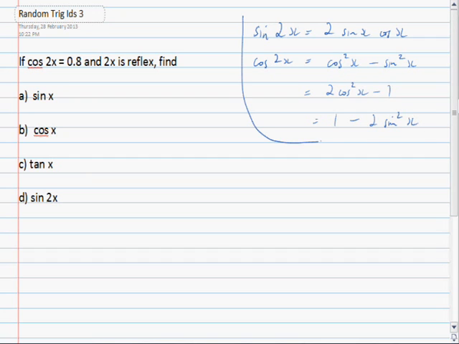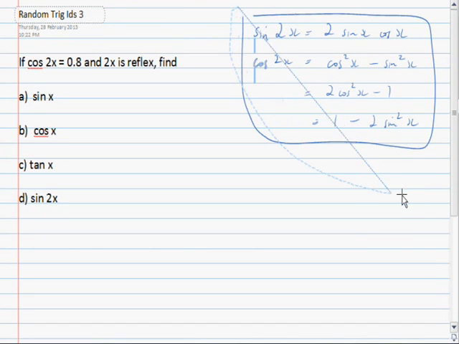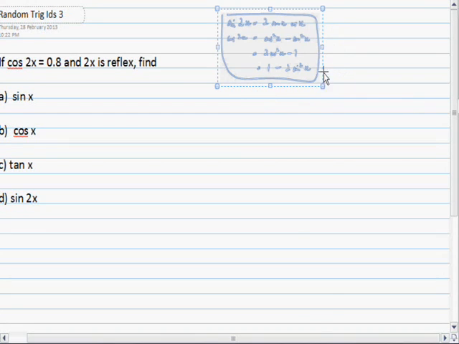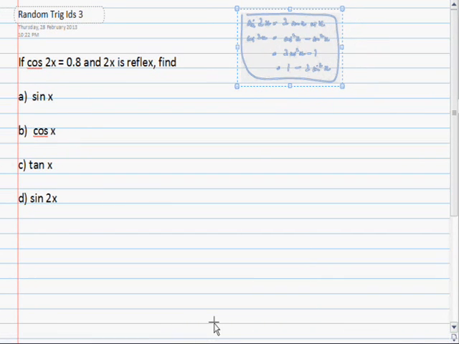Okay, so these little things here, we're just going to remember them, put them in the corner over here, and we'll look back at them later.